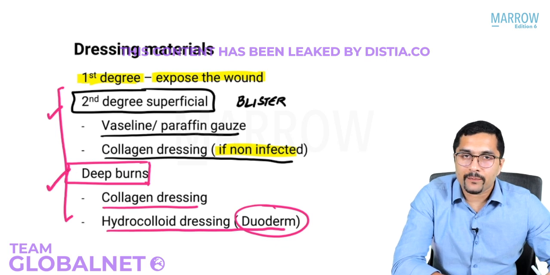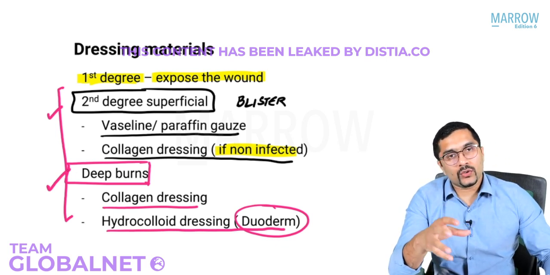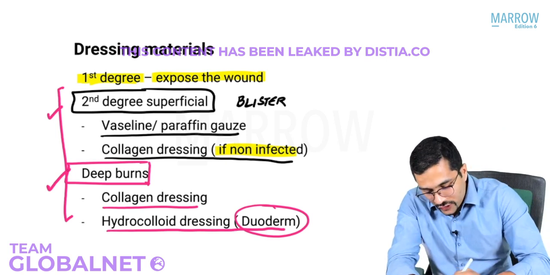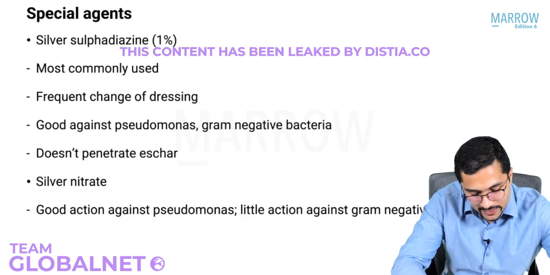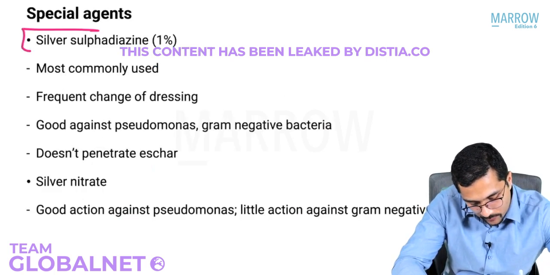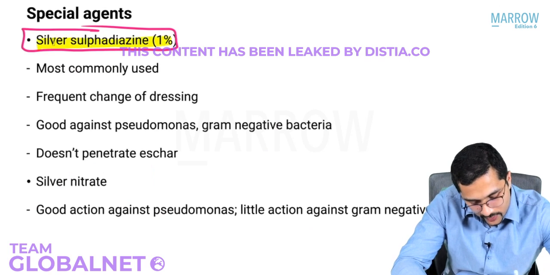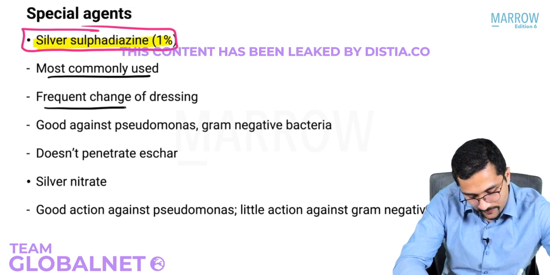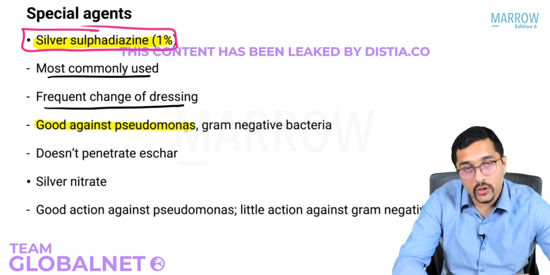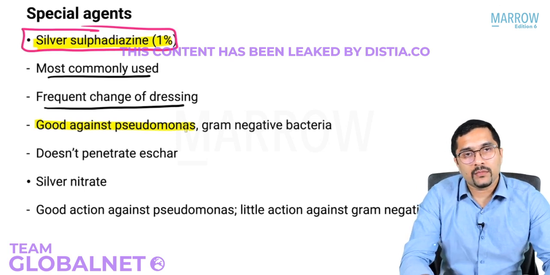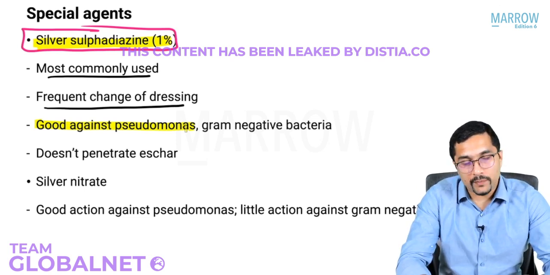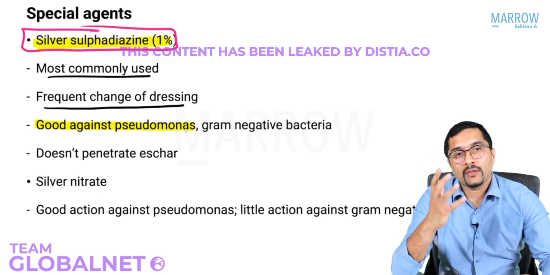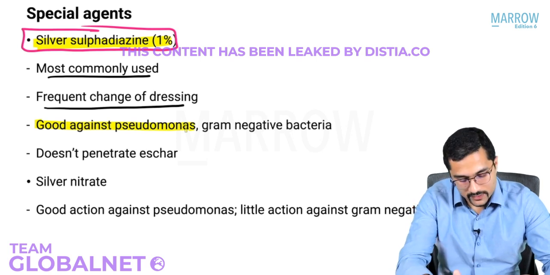Now for second degree burns, that means second degree superficial and deep burns, we use special dressing agents as well. And these dressing agents are used so that they can hasten the healing process, and they can also prevent infection. So these special agents are silver sulfadiazine. This is the most commonly used special agent which is there. It requires frequent change of dressing, but it has good action against Pseudomonas, which is the most common organism responsible for infection in burns patients. Right? This I'll cover later as well, that Pseudomonas is the most common organism responsible for infections in burns patients.